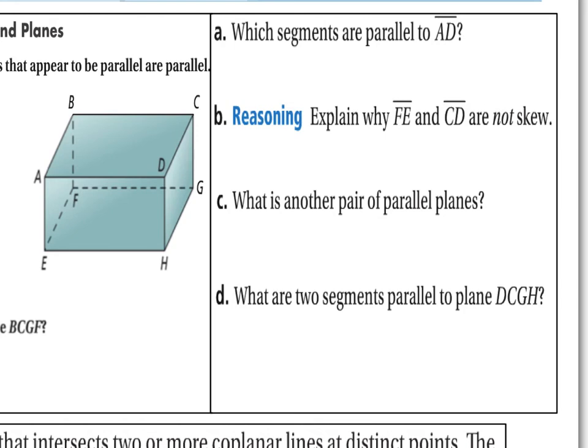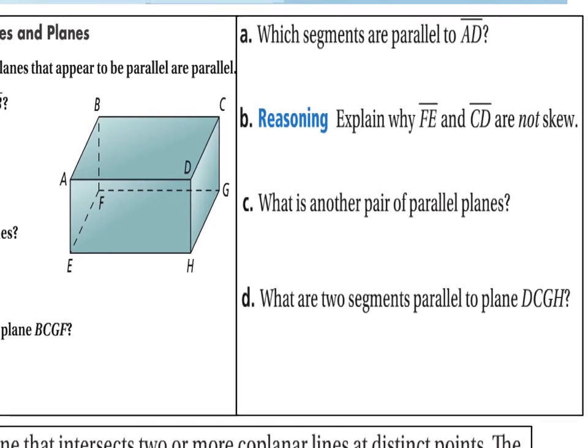Let's start with letter A. Okay, which segments are parallel to AD? Well, as you can see, segment AD is right here. So the segments that are parallel to it are BC, FG, and EH. And again, you can switch those letters around. HE, GF, and BC mean the same thing. Okay? Those are the lines that are parallel to AD.